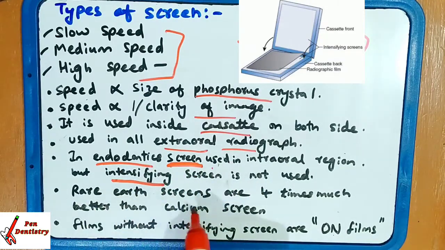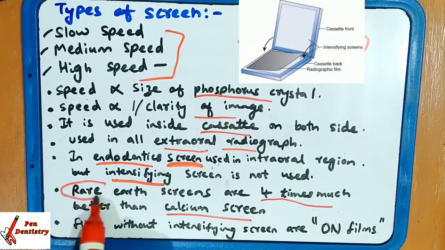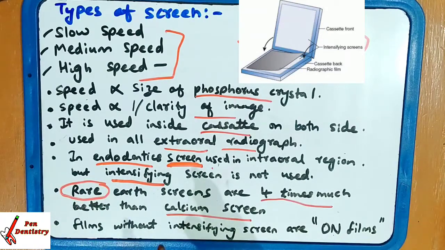Rare earth screens are 4 times better than calcium screens. If the screen is a rare earth metal, it is 4 times better than a calcium screen. Film without an intensifying screen, the film which does not have an intensifying screen, is known as non-screen film.